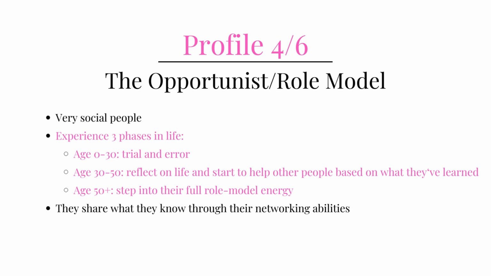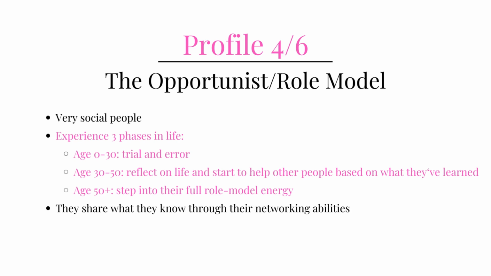The 4-6 profile is the Opportunist Role Model. These are very social people who go through their first phase of life from birth to age 30 acting like a line 3. So they're doing a lot of trial and error. After the age of 30 is when they reflect on their life, and based on what they've learned, they can start to help other people.